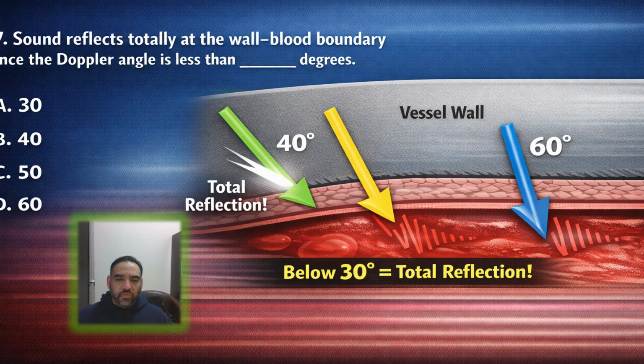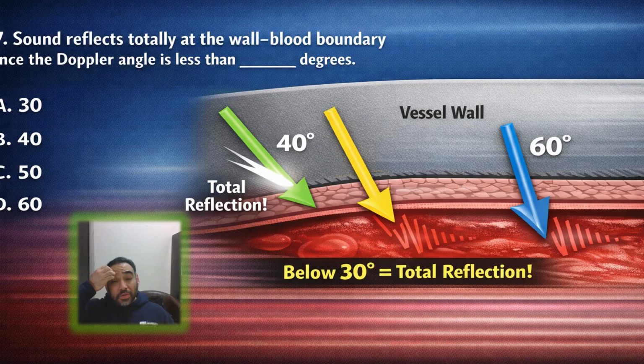Okay, let's do this very last question in this series. The question is: sound reflects totally at the wall-blood boundary, hence the Doppler angle is less than blank degrees. A is 30 degrees, B is 40 degrees, C is 50 degrees, and D is 60 degrees. So let's look at the big idea here first.